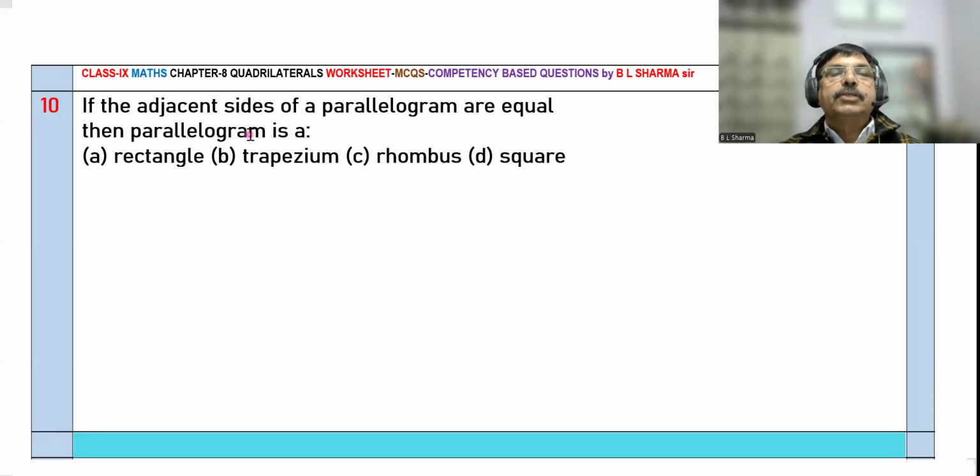If the adjacent sides of a parallelogram are equal, then the parallelogram is a rectangle or a trapezium or a rhombus or a square.